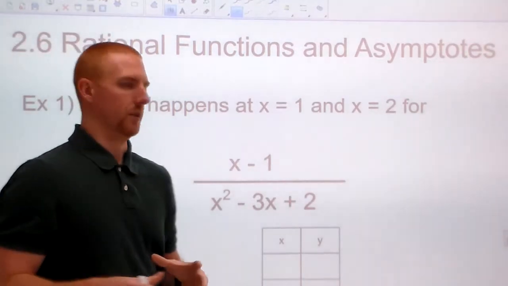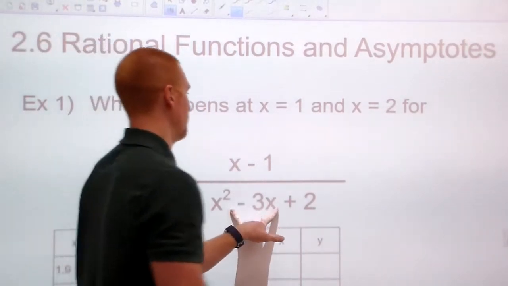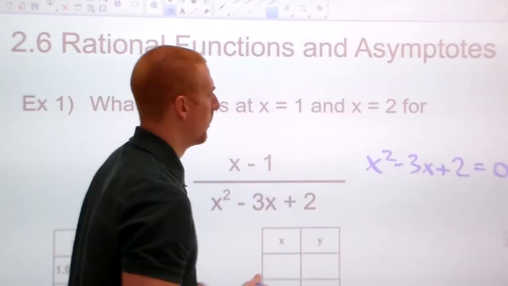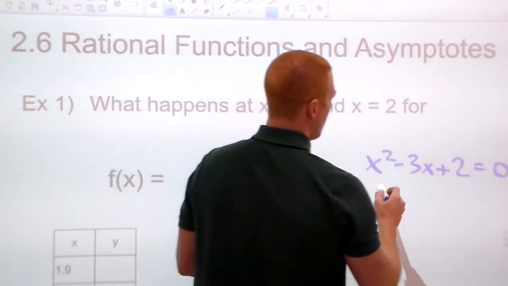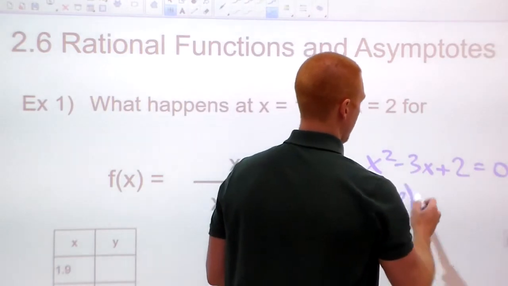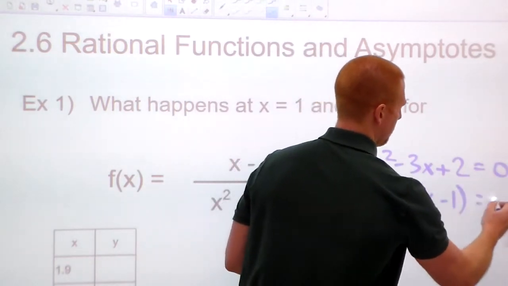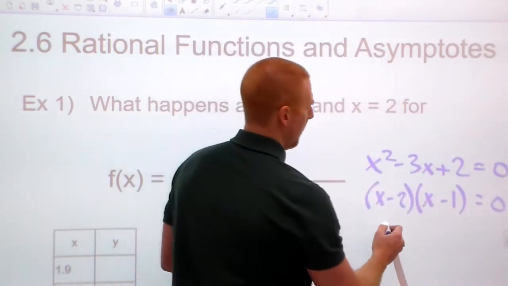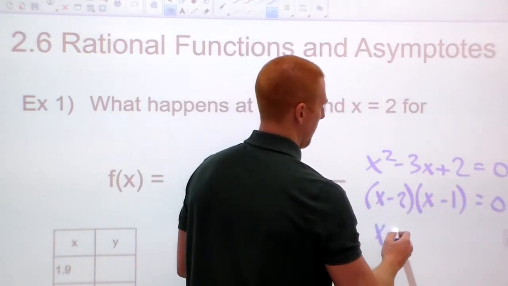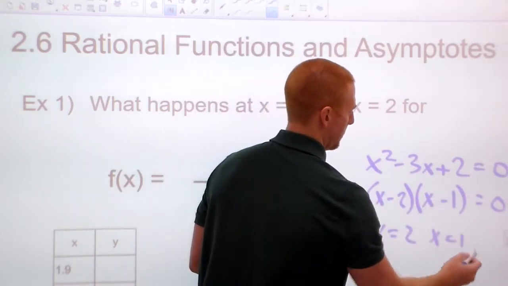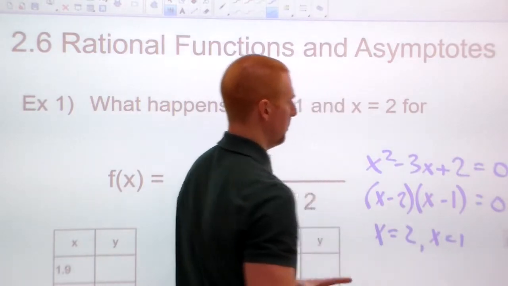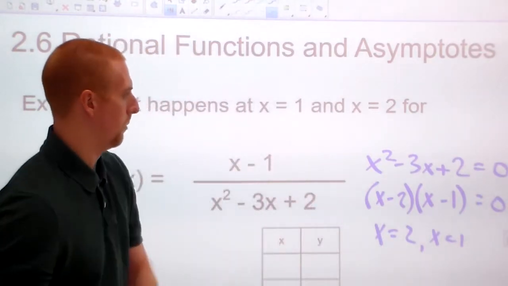So the first step with these is to take your denominator and set it equal to 0. And once you've set it equal to 0, so in this case, x minus 2 and x minus 1 would be your two factors for that trinomial. Each one of these would get set equal to 0 separately, so x would equal 2 and x would equal 1. Now these aren't solutions, these are problems.